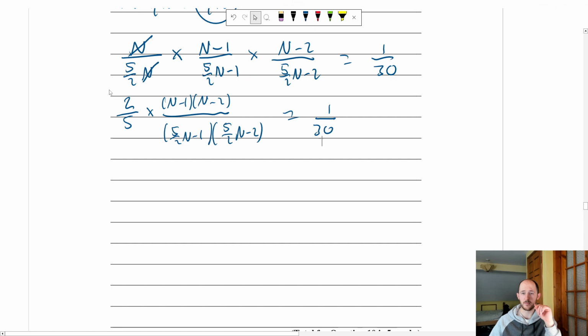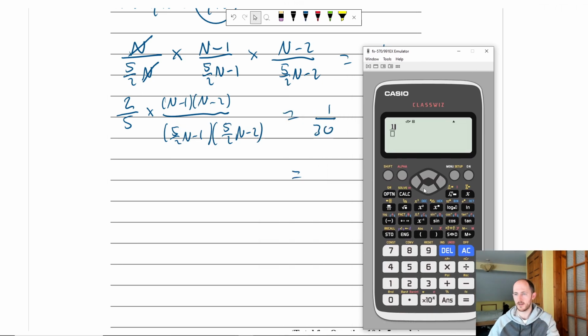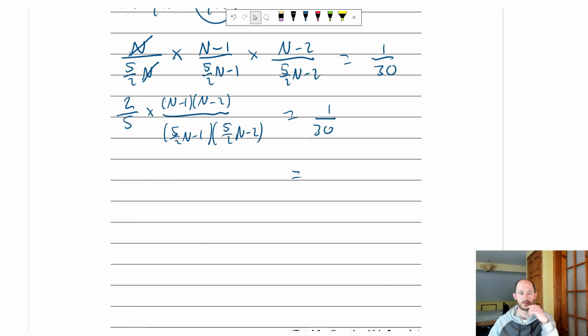Actually, what I'm going to do here is divide both sides by 5/2 so I can get rid of that, and then expand the brackets. So the right-hand side is going to be 1/30 divided by 2/5, which gives me 1/12. Perfect. Top of the fraction is going to be n squared minus 3n plus 2. The bottom, it'd be 5/2 times 5/2, which is 25/4n squared.